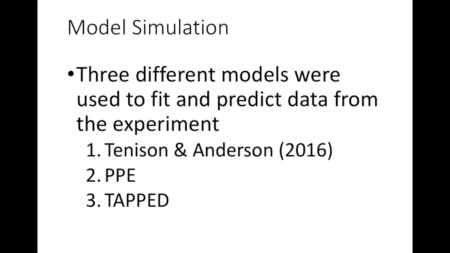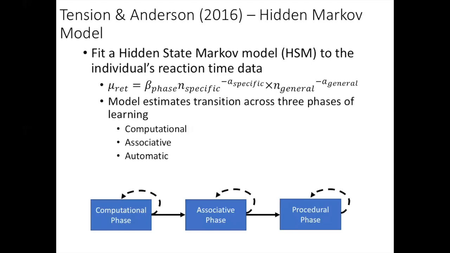After the data was collected, 3 different models were used to fit and predict data from this experiment. The 3 models we compare in this presentation are the Tenson-Anderson skill acquisition model, the predictive performance equation, and finally, TAPT. For Tenson-Anderson's skill acquisition model, we fit a hidden state Markov model with the individual's reaction time data. This hidden state Markov model estimates individuals' transition across different stages during day 1 and day 3. At each trial, the model predicts both what phase, computational, associative, or automatic, they are in, and also whether they stay within that particular phase or transition to a new learning phase.